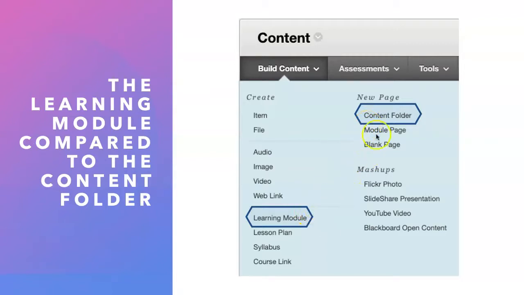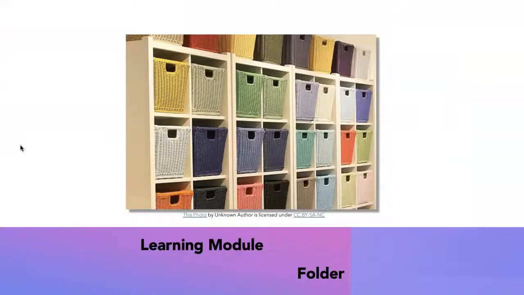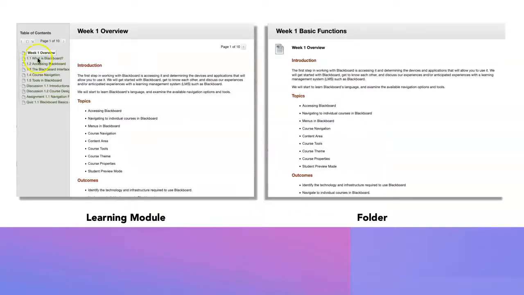The learning module and the content folder are both available from the menu for build content. Both the learning module and the content folder are containers. They could contain multiple items, for example, overview for the week, videos, lecture notes, assignments, discussions, blogs, and so on. However, the difference is learning module is displayed with a table of contents.